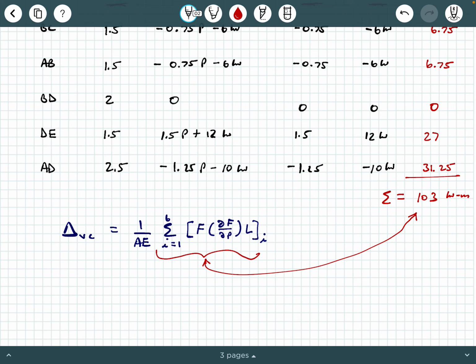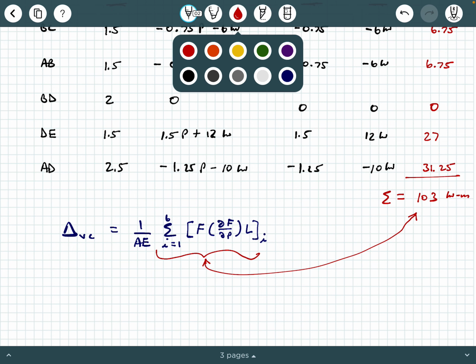Now, what does that mean? Is that 103 kilonewton meters a moment? No, that is not a moment. That is a type of work or energy, okay? Remember, Castigliano's method is like virtual work in that this is energy-based. This is about storing energy in members. So this is like the definition of work or energy that we learned way back in Physics 1. That's what the meaning of these units are, kilonewtons times meters.